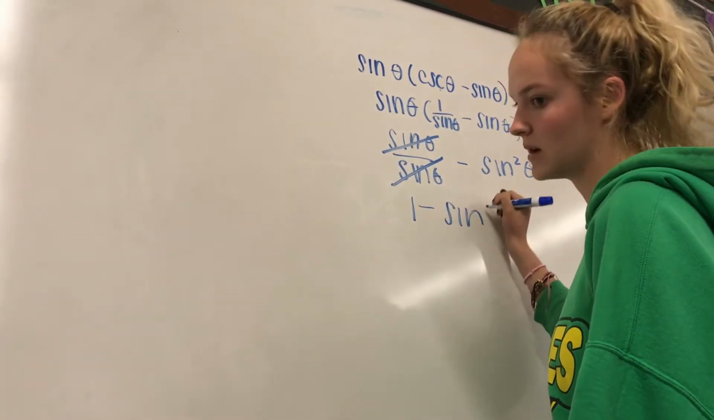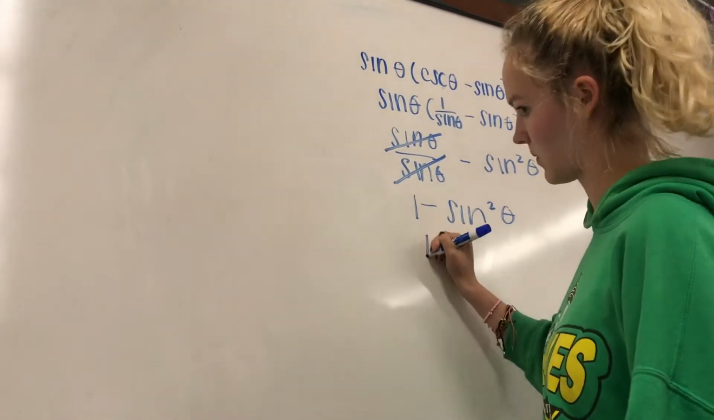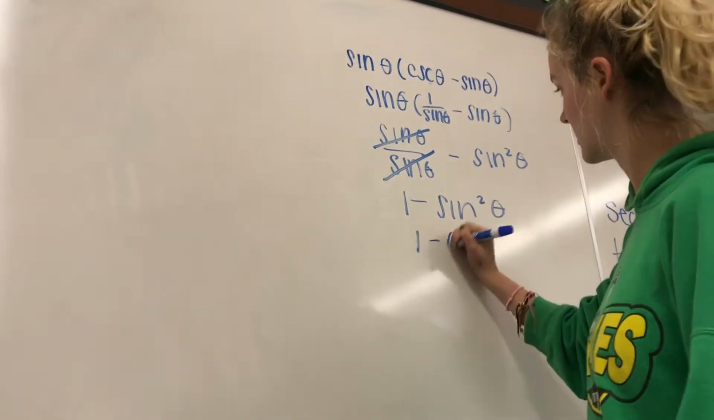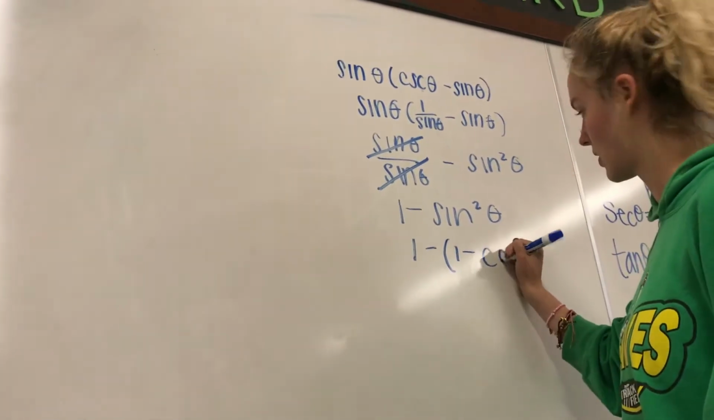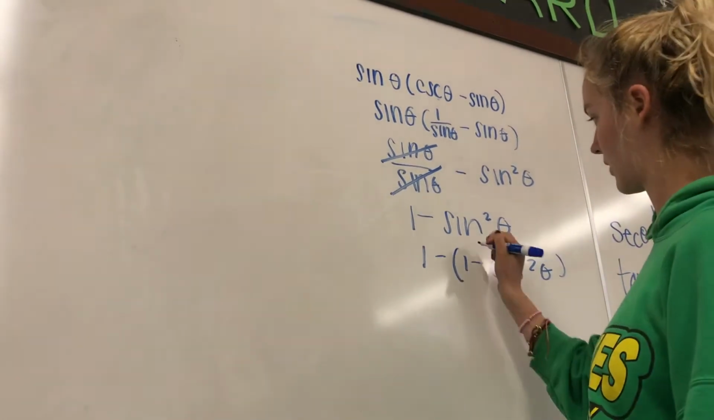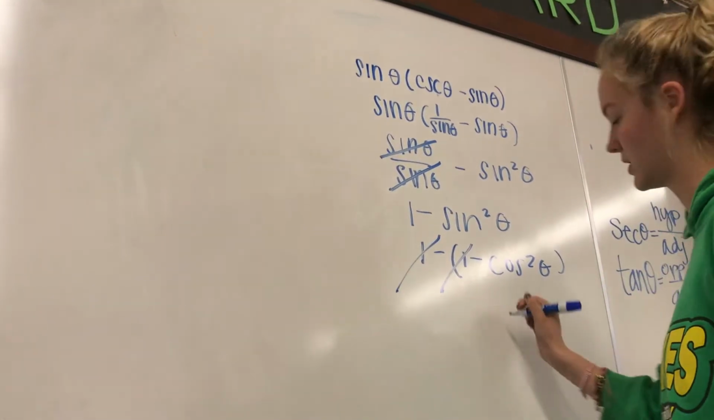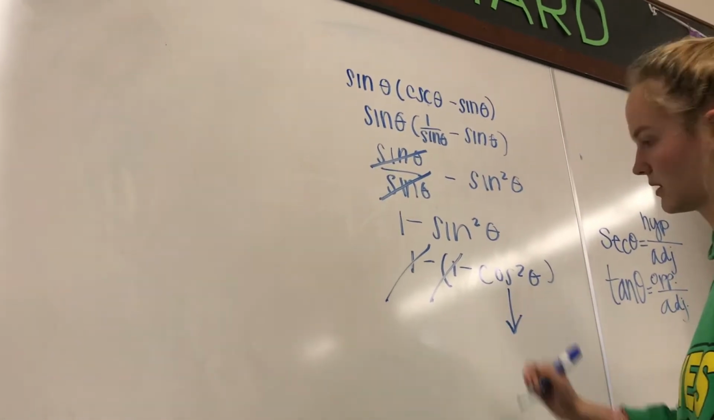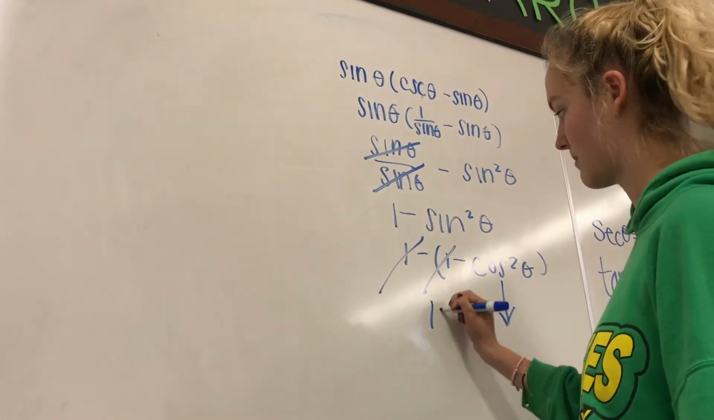Sine theta over sine theta equals 1. So it turns into 1 minus sine squared theta, which can become 1 minus cosine squared theta. Cross out the ones, and we are left with cosine squared theta.